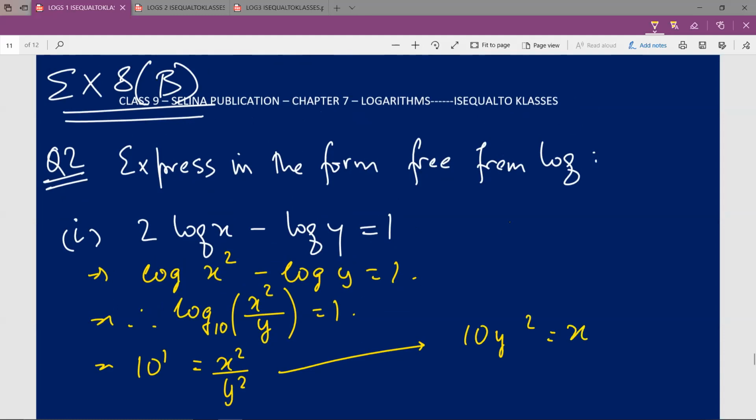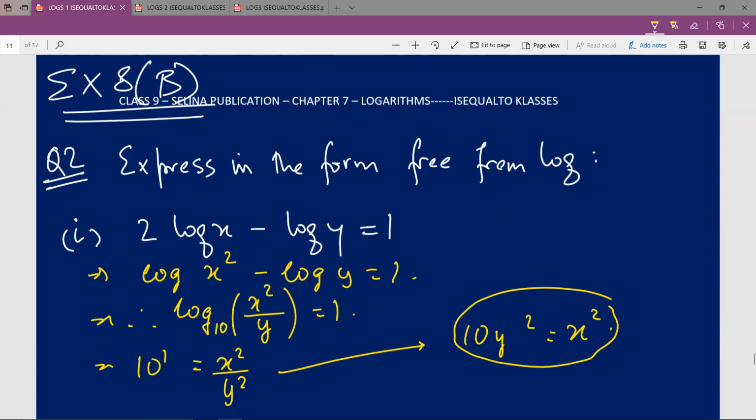So this can be written as 10y square is equal to x square, because the y square that is dividing x square on the RHS will move to the LHS and get multiplied by 10, and it will give you 10y square is equal to x square. Now this is the answer to the first subpart, and over here this exponential form is free from log form. That is what I'm telling.